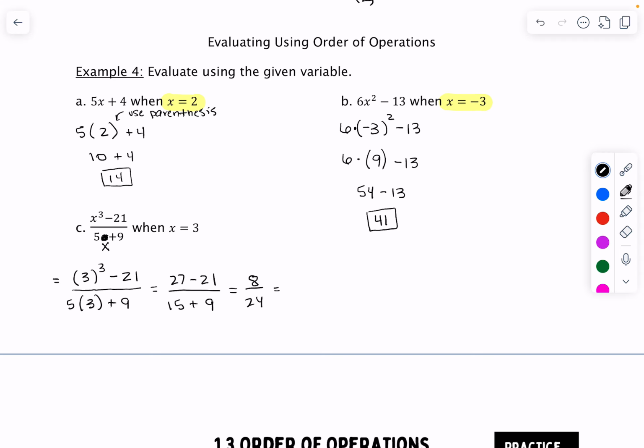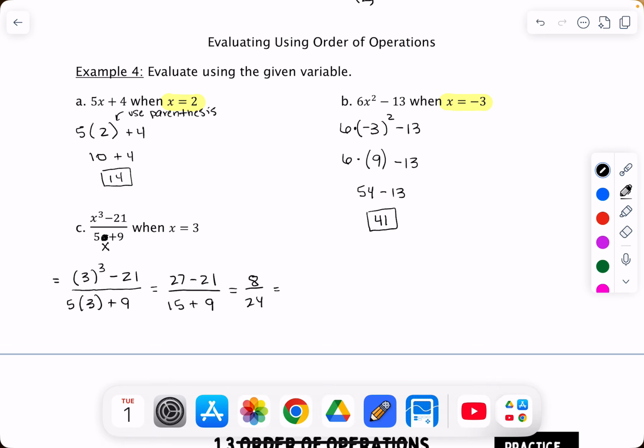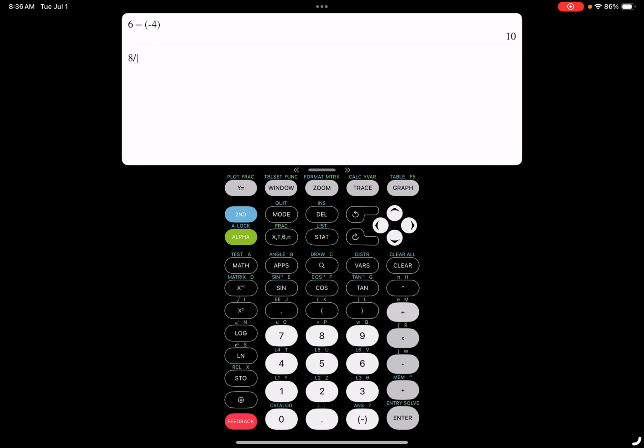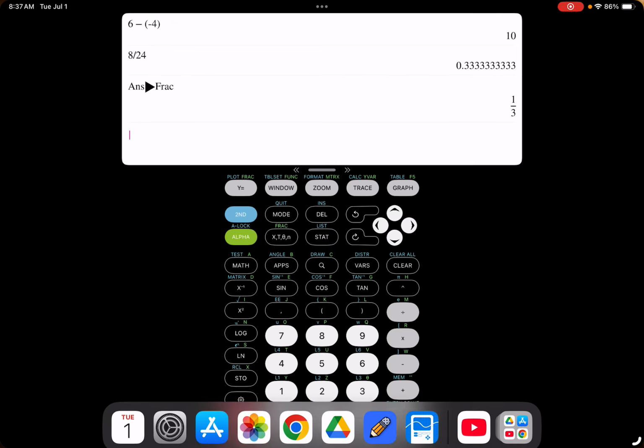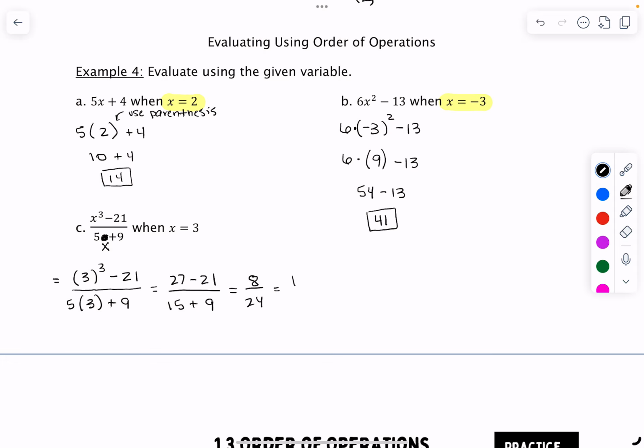And when I reduce this fraction, 8 divided by 24, I'll remind you in the calculator, if I do 8 divided by 24 in the calculator, I get that decimal, but if I do math, enter, I get 1/3. So my answer to this problem is 1/3.